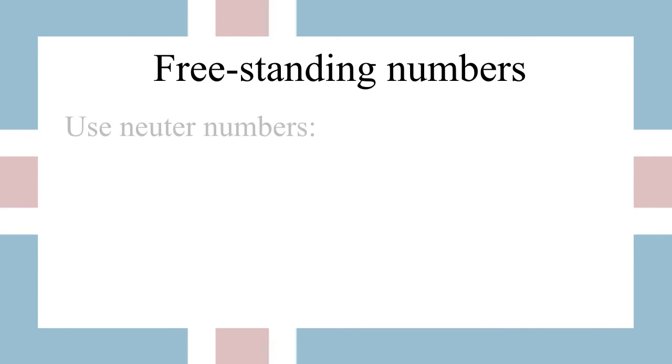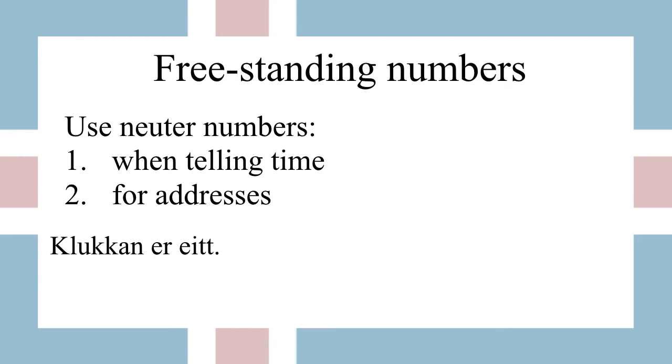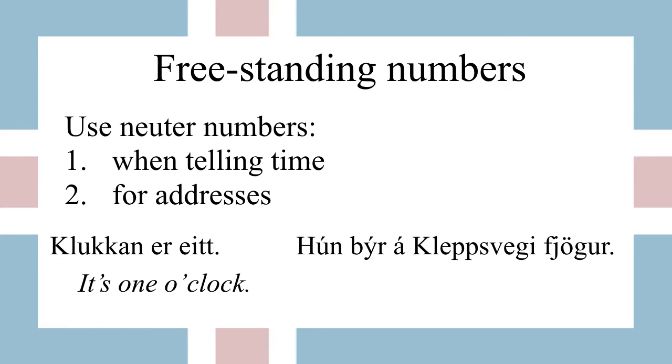All right, let's talk about when you're going to use neuter numbers freestanding. First, when you're telling the time, and second, for addresses. For example, klukkan 1 means it's 1 o'clock. We're going to use the neuter number to talk about what hour it is. Hún býr á Kleppsvegi 4 means she lives at Kleppsvegur 4. And we're not going to decline the word fjögur. It's just going to be freestanding, and it's going to be in the neuter gender.